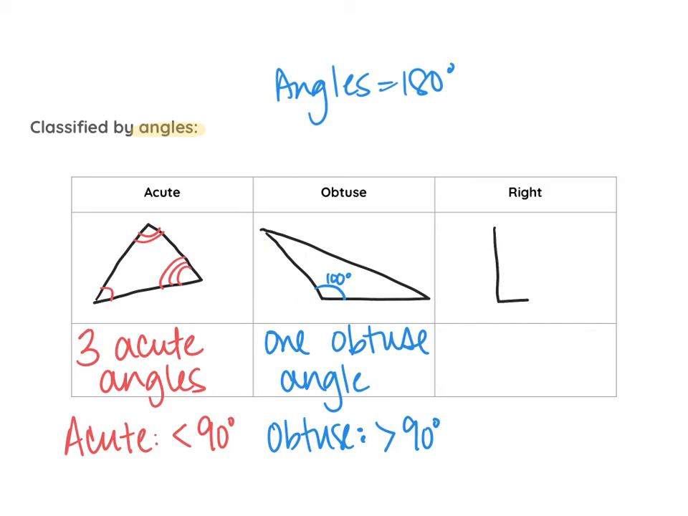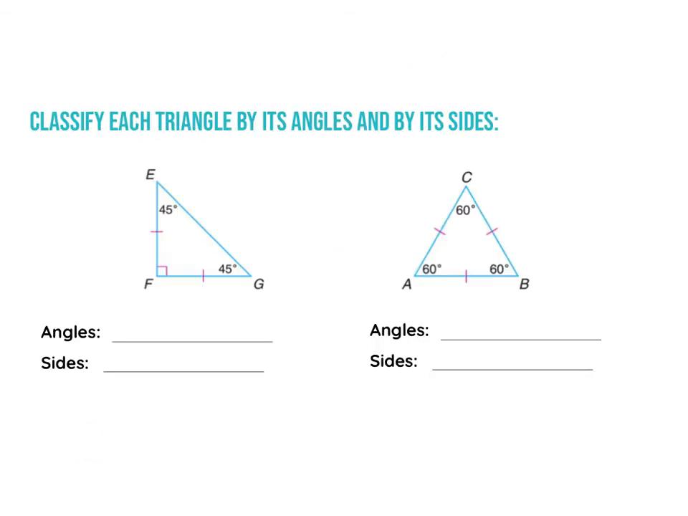Same thing with a right triangle. You are just going to have one right angle. Okay, and for the same reason, because once we take away 90 from 180, we only have 90 left, and we have to split that into two angles. So if we're classifying by angles, we have acute, obtuse, or right. Okay, so let's do a couple examples here. All right, first one, let's look at angles. So I have a 45-degree angle, a 45-degree angle, and a 90-degree angle.